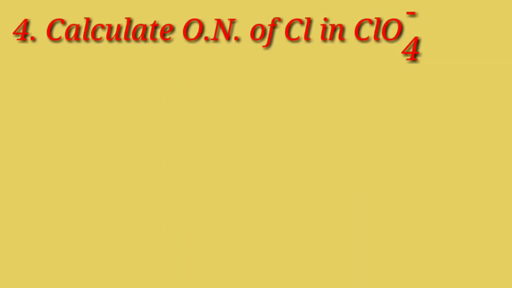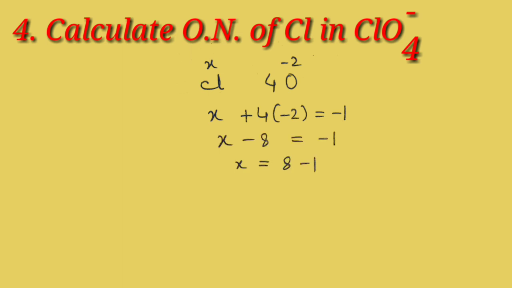Next is calculate oxidation number of chlorine in chlorate ion, that is ClO4-. So students, let us calculate the oxidation number of chlorine. So first consider oxidation number of chlorine as X and oxidation number of oxygen as -2. So there are 4 atoms of oxygen. So on substituting the values, we get X plus 4 into -2 is equals to -1. So on further calculation, we get the oxidation number of chlorine as +7 in chlorate ion.